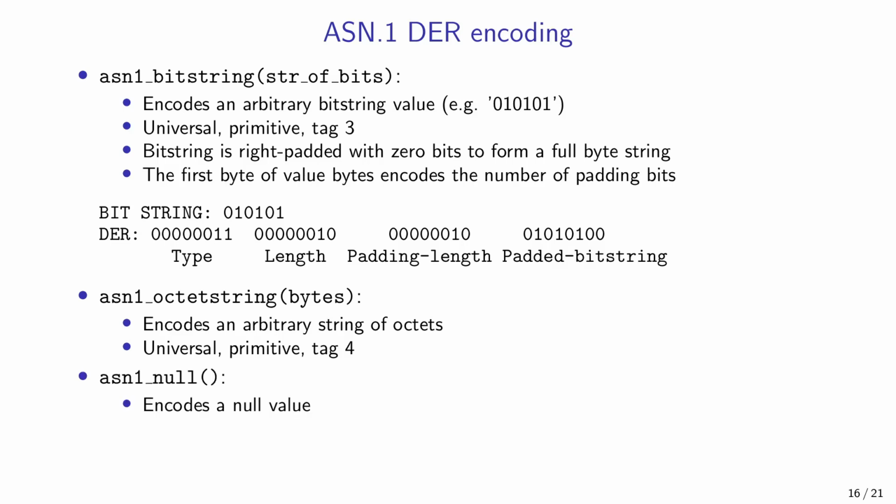ASN.1 null encodes a null value. The type byte corresponds to universal primitive tag 5. It has no value bytes, therefore the length byte will always be 0.